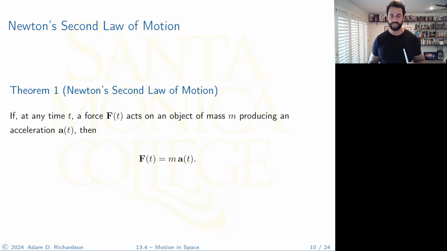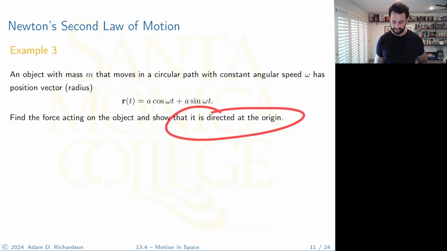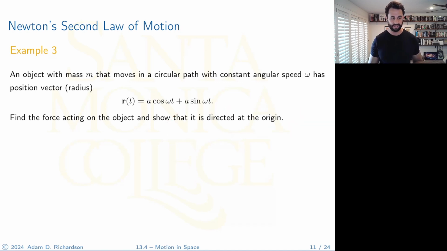So now we're going to use this formula to do this example here. So this is a fun one. And again, this is one I want you to try on your own before we do it together. And it says this: an object with mass m that moves in a circular path with constant angular speed omega has a position vector, radius, given by this formula here. So that's the position vector of this object that's moving in a circular path. And my task for you is find the force acting on the object and show that it is directed at the origin.